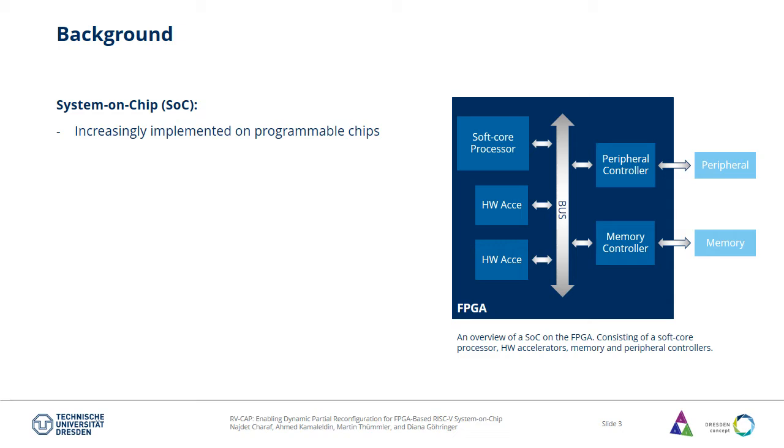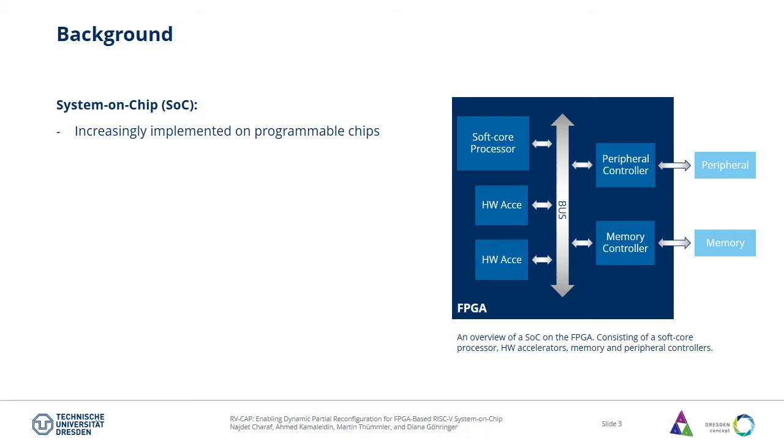So in the first two slides, I want to highlight two points. The first one is the system on chip. Systems on chip are gaining more and more importance, and their field of application is continuously expanding, and they are increasingly implemented on programmable chips. These chips are called FPGAs. On the right side we can see an overview of a SoC on an FPGA, which consists of a processor, some hardware accelerators, and some controllers.